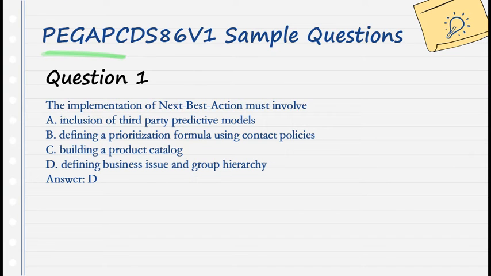Question 1. The implementation of next best action must involve A. Inclusion of third-party predictive models. B. Defining a prioritization formula using contact policies. C. Building a product catalog. D. Defining business issue and group hierarchy. Answer: D.